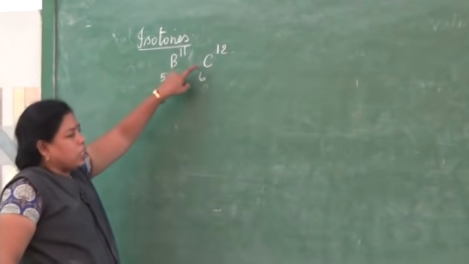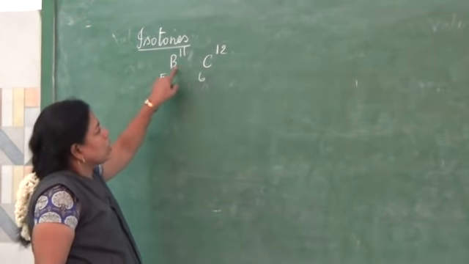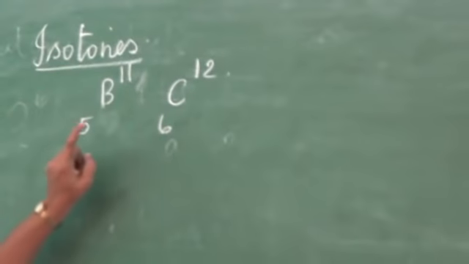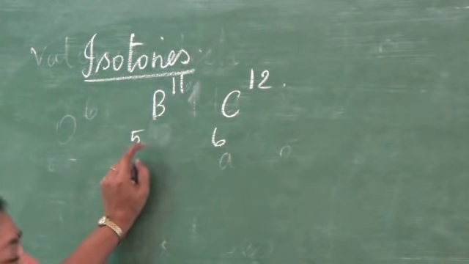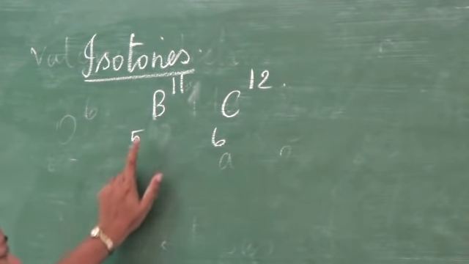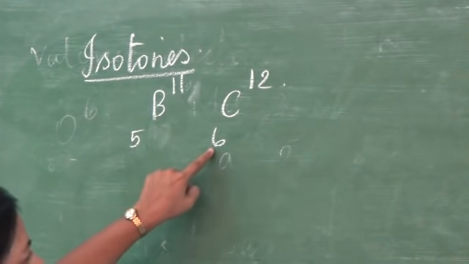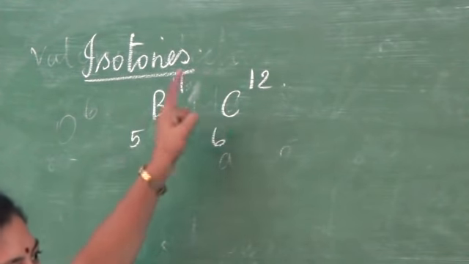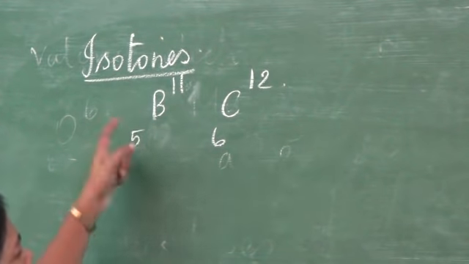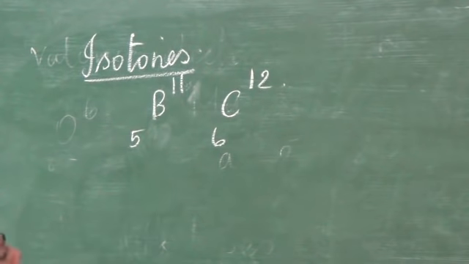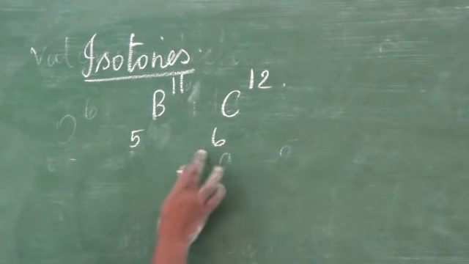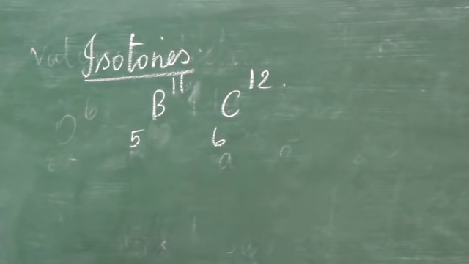Look at these two elements. This is a boron atom, this is a carbon atom. So these are atoms of different elements. Look at the atomic number. Since they are atoms of different elements, definitely they will possess different atomic numbers. The atomic number of boron is 5, the atomic number of carbon is 6. Look at the mass number. The mass number is also different. So in which way will they be similar to each other? Let us see.